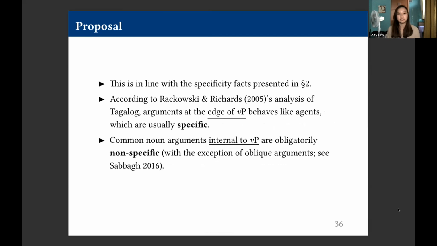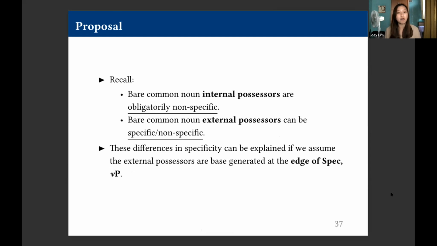This is in line with the specificity facts we have seen in section 2, because according to Rackowski and Richards 2005's analysis of Tagalog, arguments at the edge of vP typically behave like agents, which are usually specific. Common noun arguments internal to vP are obligatorily non-specific. So if you recall, we talked about how internal possessors are obligatorily non-specific if they're bare common nouns, and how bare common noun external possessors can either be specific or non-specific. If we assume that external possessors are base generated at the edge of spec vP, we can then explain why it can be specific.